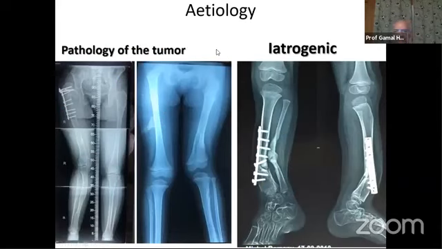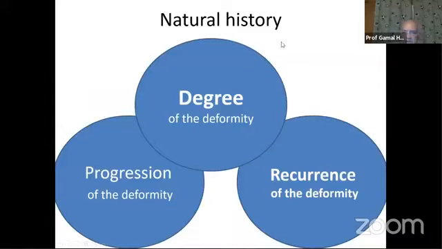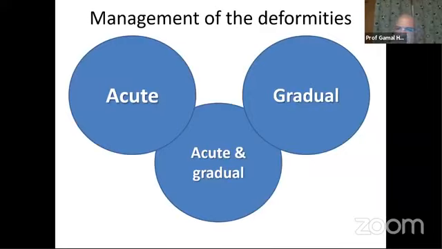Why do you have a deformity? Because of the pathology of the tumor. You have fibrous dysplasia, you have Ollier's disease, perhaps you have a diseased epiphysis, or it is iatrogenic during treatment of the problem. During curettage, you have a non-union problem. So you have to think about the natural history, the degree of the deformity, the progression of the deformity, and the recurrence of the deformity. And if you want to manage these deformities, you can treat the deformities acutely, gradually, or both acute and gradual at the same time.